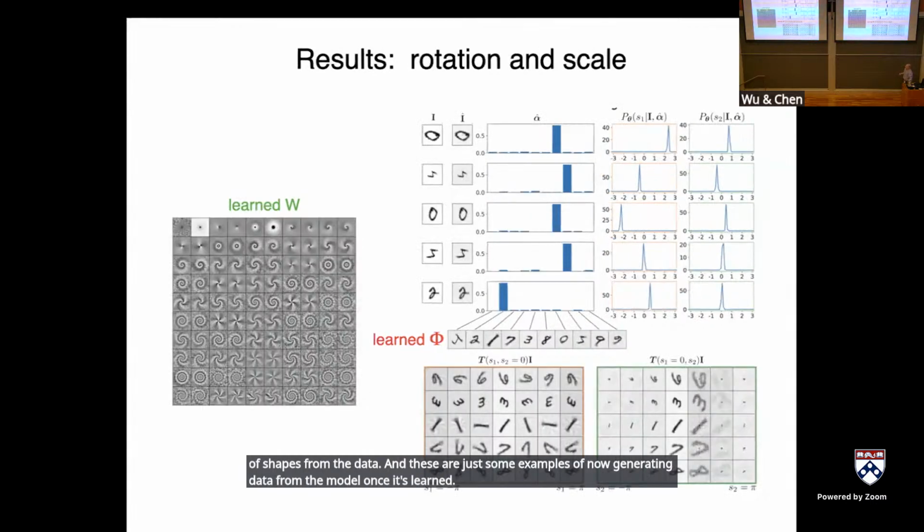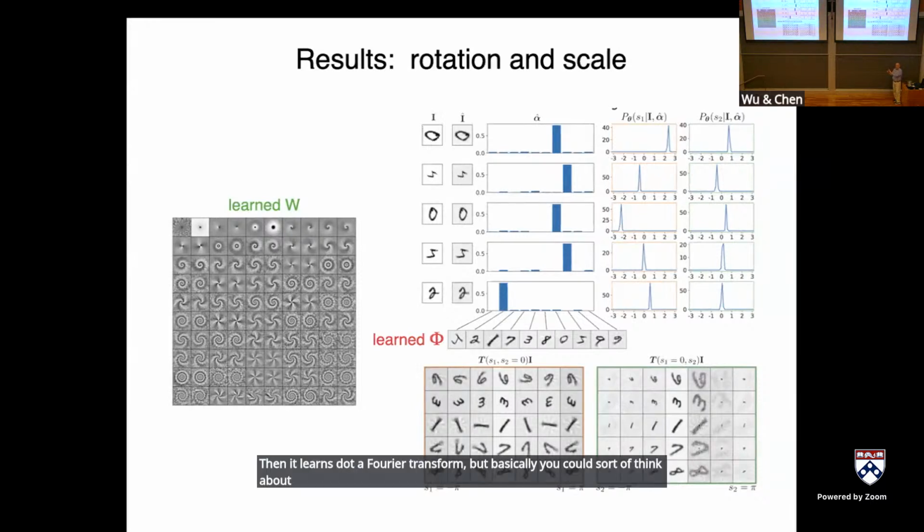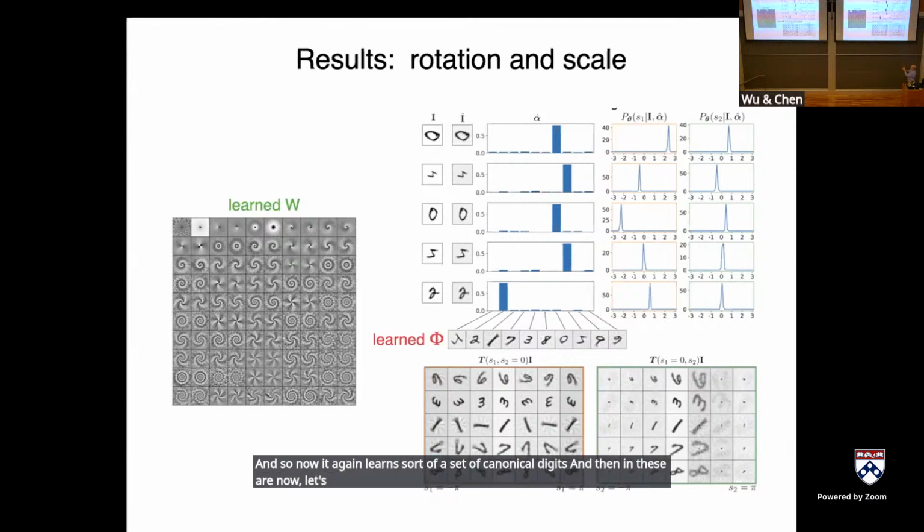And then if we train it on digits that are now rotating and scaling, then it learns not a Fourier transform, but basically you could think of this as a Fourier transform in log polar coordinates. So that's what you would need for scaling and rotating things. And so now it again learns a set of canonical digits, and when we generate from the model, it can generate different rotations and different scalings of these shapes.